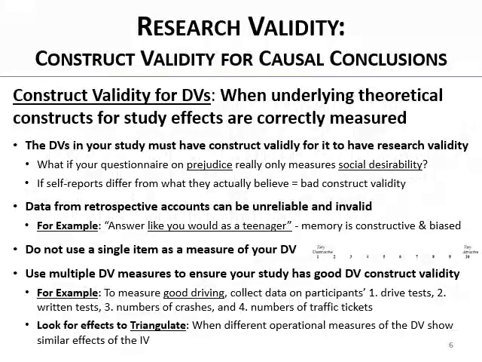And what you look for is what's called triangulation. You look for the results to triangulate, and that is when you have different operational measures of the DV, and you look to see that the IV has a similar effect across the different measures. So, the group you thought would do better does better on all or most of your DV measures than the group that you didn't think would do as well. And that is a great way to ensure that you have construct validity for your DV.